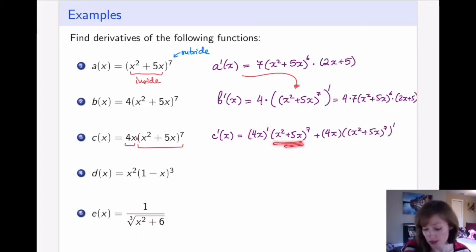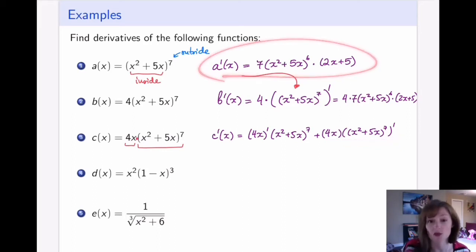This stays the same. Then we have 4x, and then we have a derivative of this function that will require us using the chain rule, but it's the same function as above. So we already know how to do that. Okay, so I'll leave it up to you to fill in the next line.